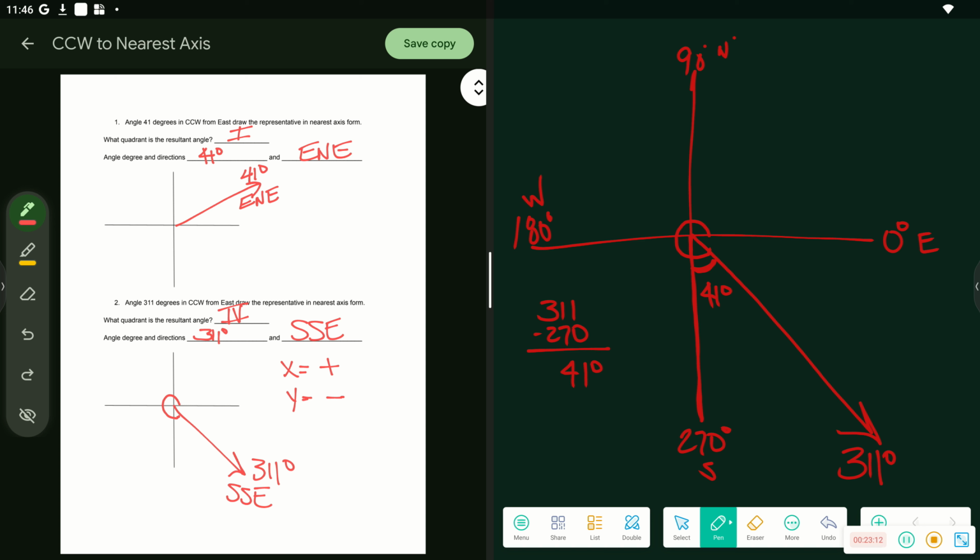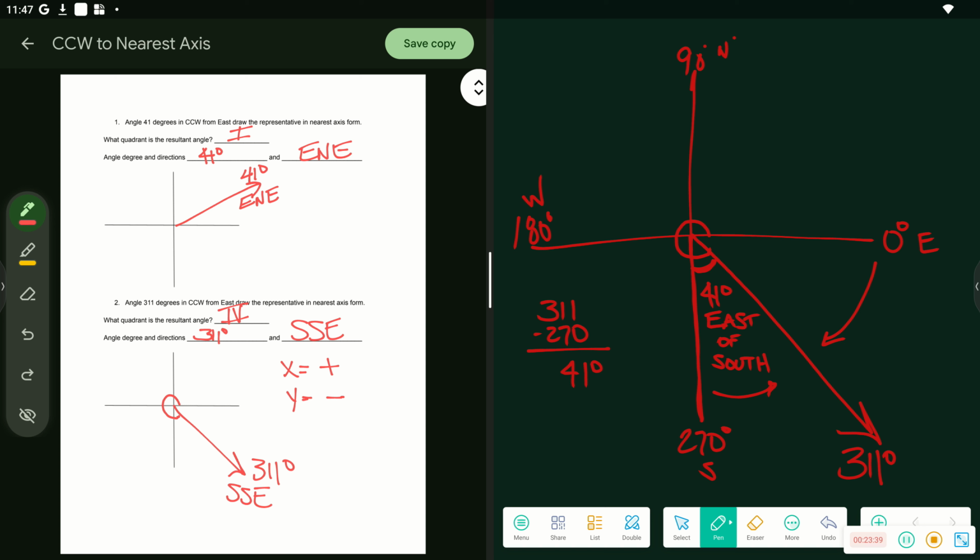So if you have to describe this angle in the quadrant, there's two ways to describe it. One, it's 41 degrees east of south. Okay, because you're going that way. Now, you can describe it this way too. But you really should be describing it to the closest axis, but you can do it either way.